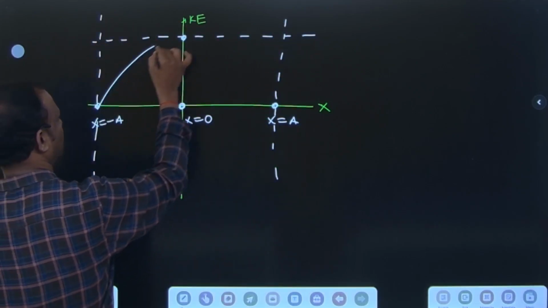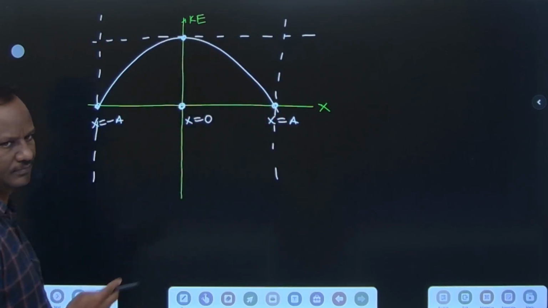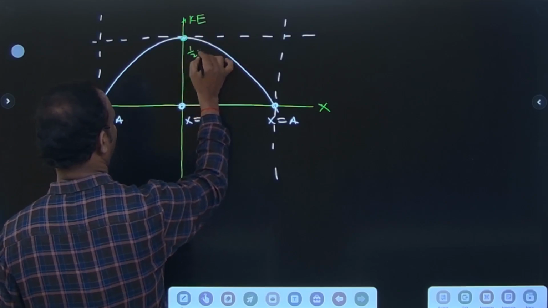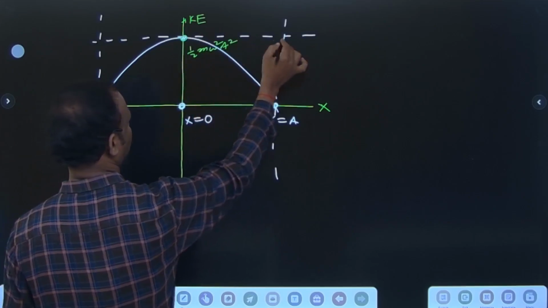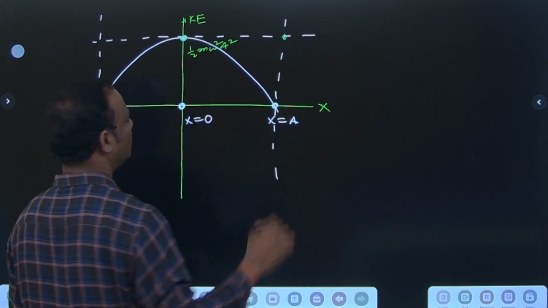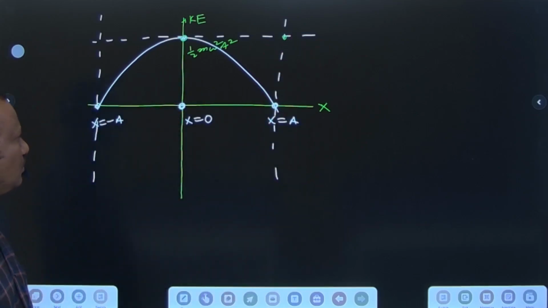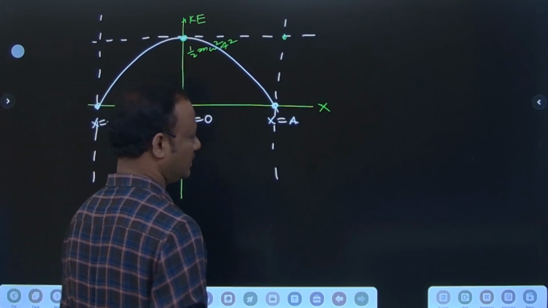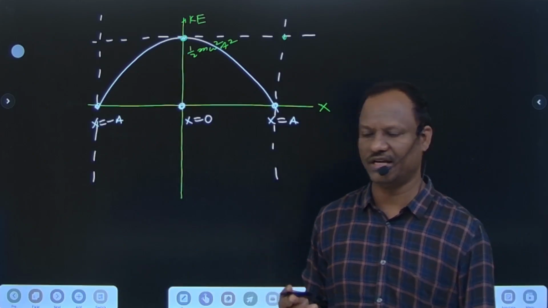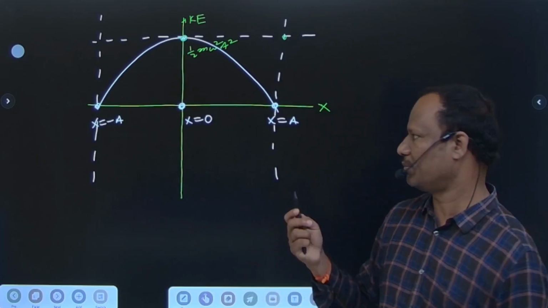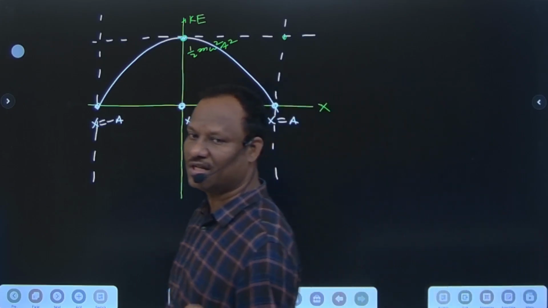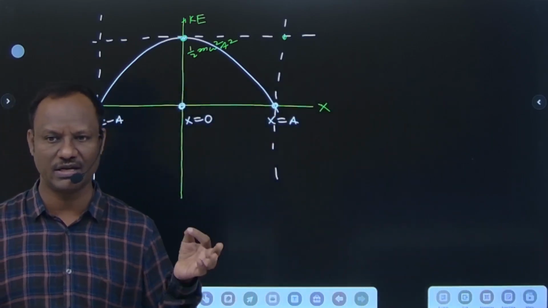Kinetic energy is maximum at this position. What is this maximum? Half m omega square a square. What is the kinetic energy at this point? 0. Correct? It becomes 0. So we have completed kinetic energy, and next is potential energy. Our maximum and minimum positions we have completed. Next is the total mechanical energy.